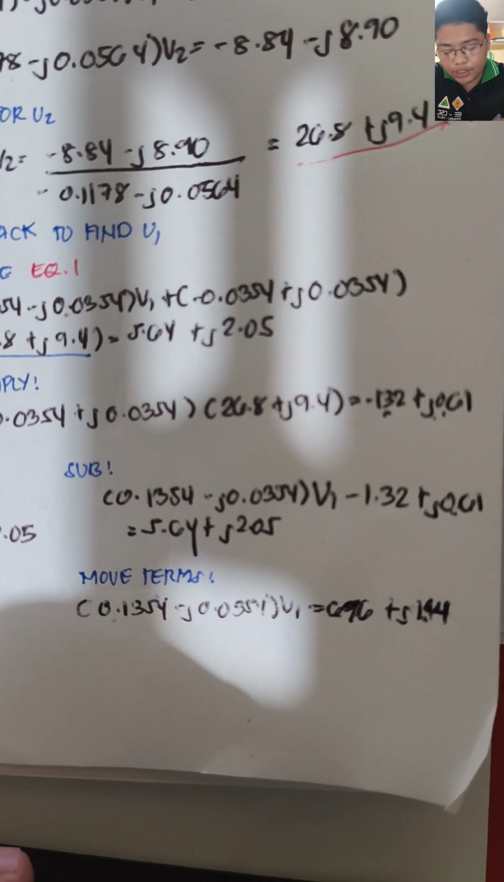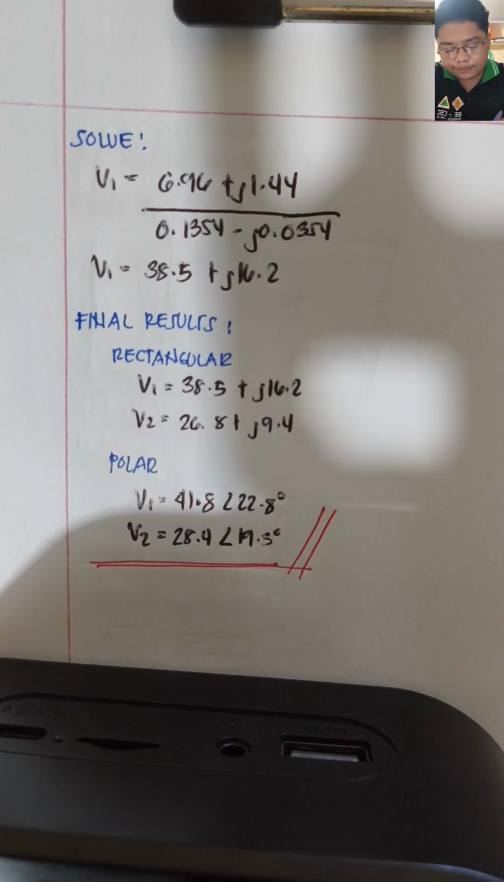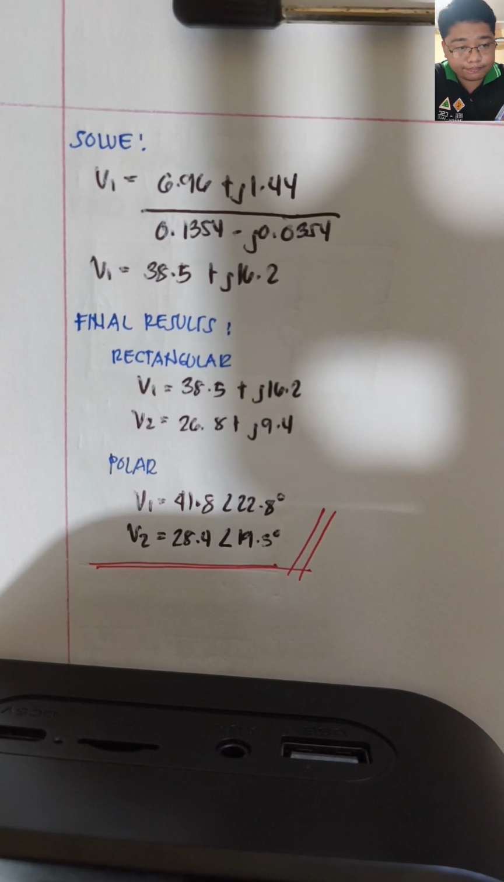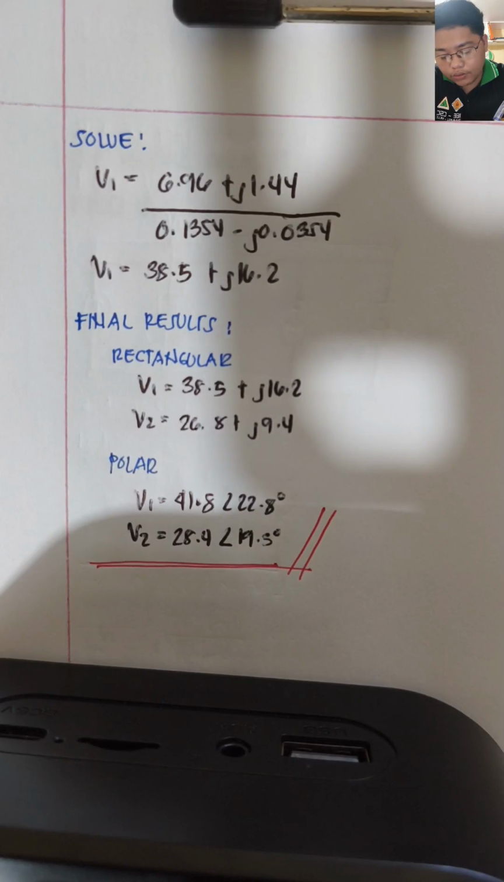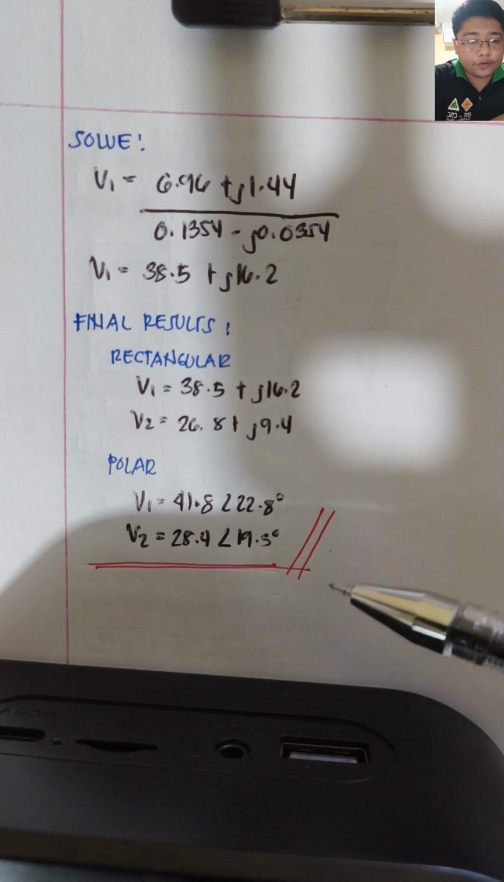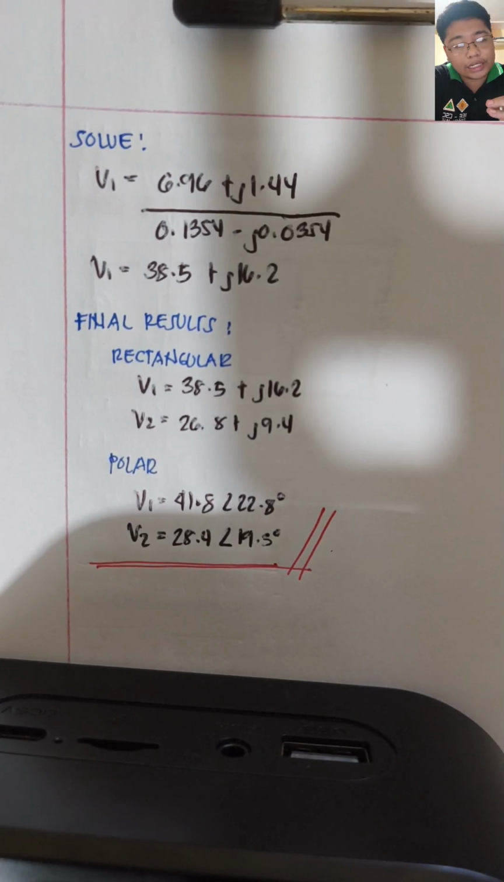And their polar form is V1 equals 41.8 angle 22.8 degrees volts, and V2 is 28.4 angle 19.3 degrees volts. Therefore, these are the node voltages using nodal analysis and phasor form. That concludes my presentation. Thank you for listening.